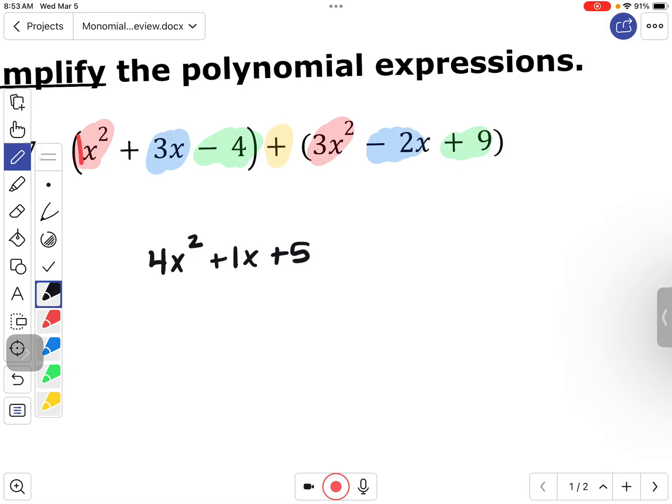Okay, you most likely will see this on the final, 4x squared. It's probably not going to have your 1 in front of your x. It's probably just going to say x plus 5. So if you get the one on the left and you see that the answer is like the one on the right, know that you are correct. That works too.